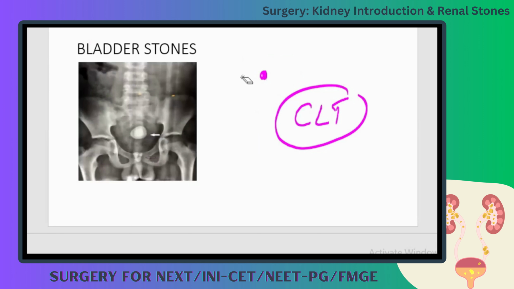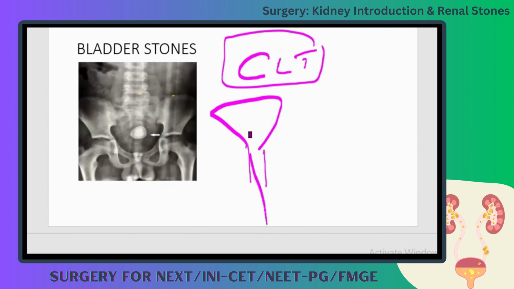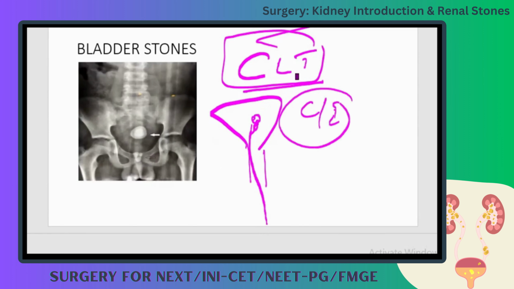Cystolithotripsy. Remember this. So today we are introduced to ESWL, PCNL, RIRS, URSL, and this is CLT, cystolithotripsy. This is the bladder. This is the urethra. You put a scope from urethra, fragment the stone and remove it outside. Okay. What is the contraindication for cystolithotripsy?